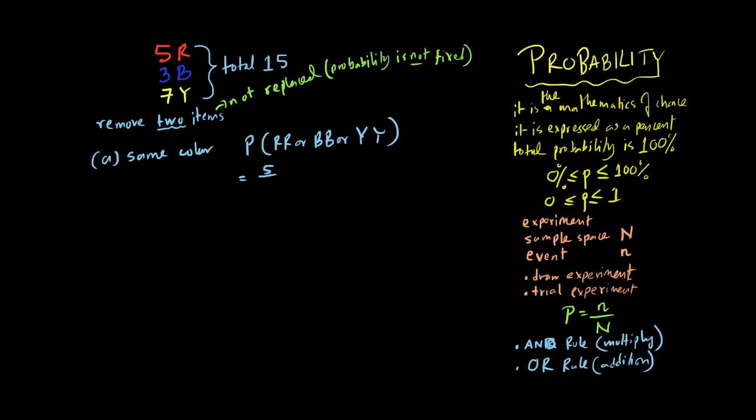So red and red is 5 out of 15, and the next red is 4 out of 14, as one of it is going to be reduced for the next one. Or, meaning addition, blue and blue means 3 out of 15, and multiplication, 2 out of 14. Or, addition, yellow means 7 out of 15 and 6 out of 14. So that's what it means.